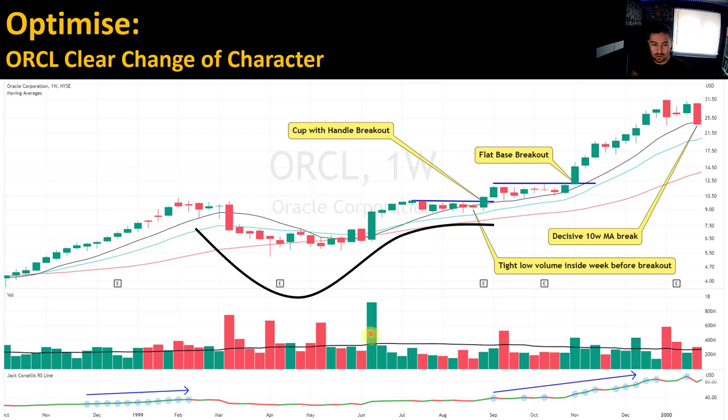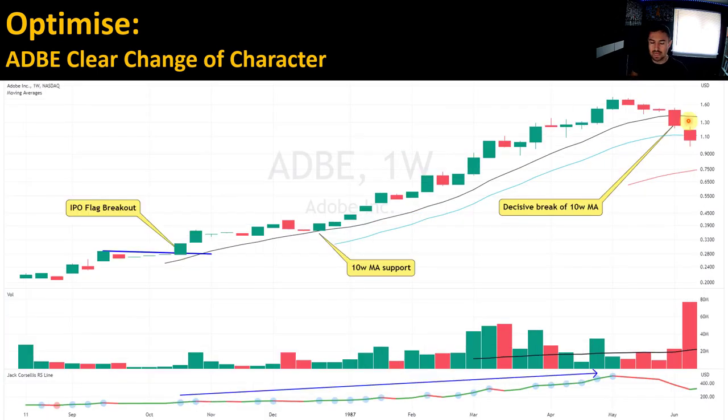Look at this volume coming through in here. Look at the bullish price action. Opens on the low, closes on the high. Call that bullish synchronicity. That powers out, first decisive break of the 10-week moving average in there. And we've got about 10 more slides or so.